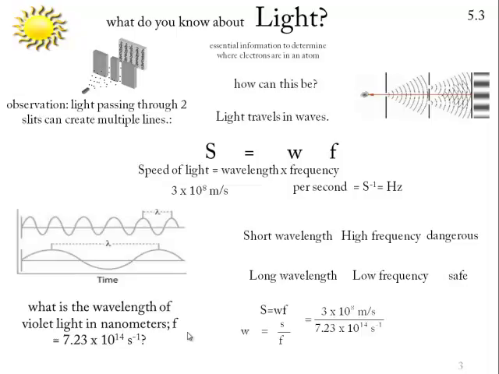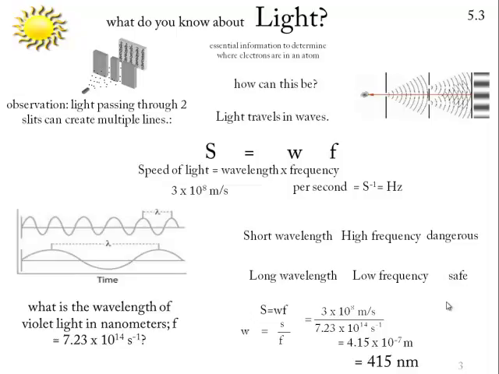S is always 3 times 10 to the 8th meters per second. The frequency is given, and the answer should come out in meters, and we get 4.15 times 10 to the minus 7th meters. I should convert that to nanometers. I think that there are 10 to the 9th nanometers in a meter, but there it is, 415 nanometers. And that's in the range of 400 to 700 nanometers, which is visible light.